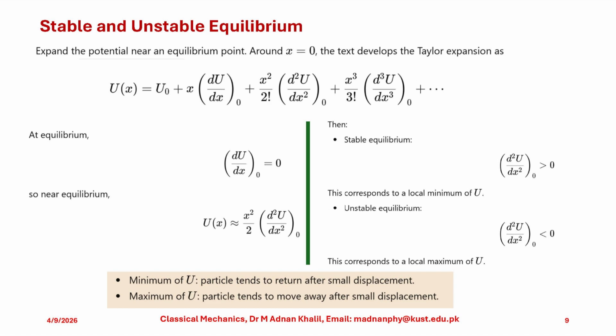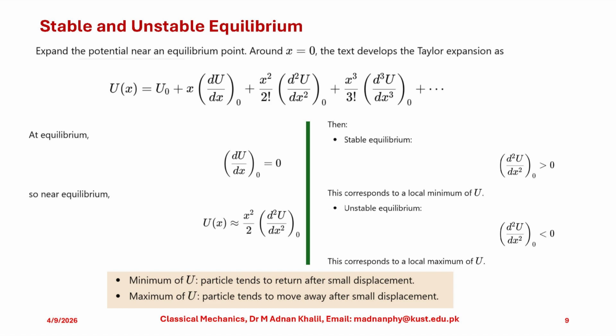Then near equilibrium, the dominant term is the term proportional to the second derivative of the potential defined at the equilibrium point. Now the sign of the second derivative becomes decisive. For example, if the second derivative of the potential at the equilibrium point, taken as x naught equals 0 here, is positive, then the potential has a local minimum, that is a stable equilibrium.